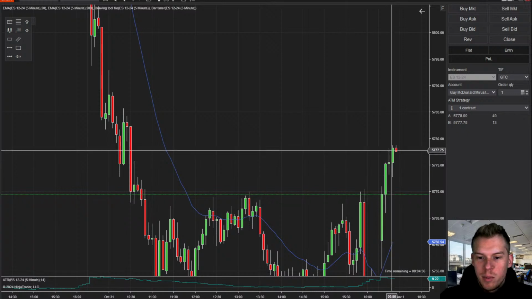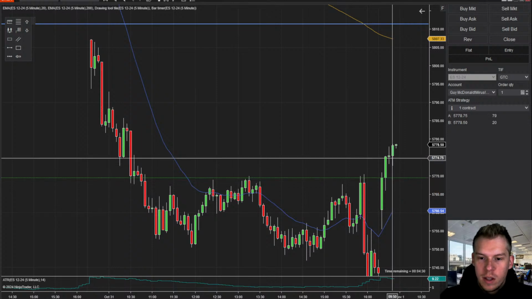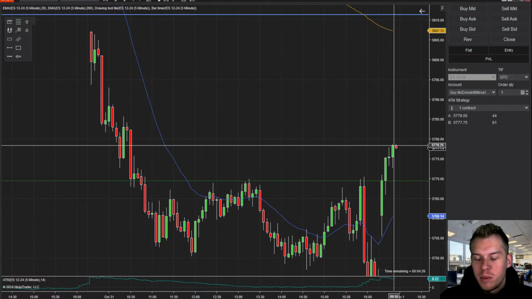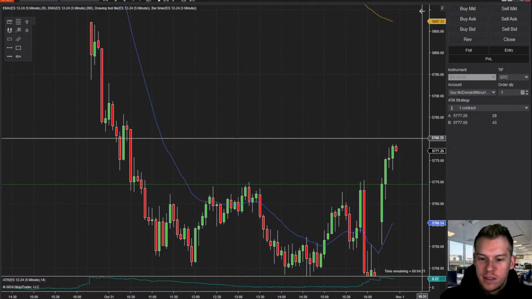So this was good for the bulls, though, closing above this prior bar. The close is really important. It's signaling to the market how strong that side is.